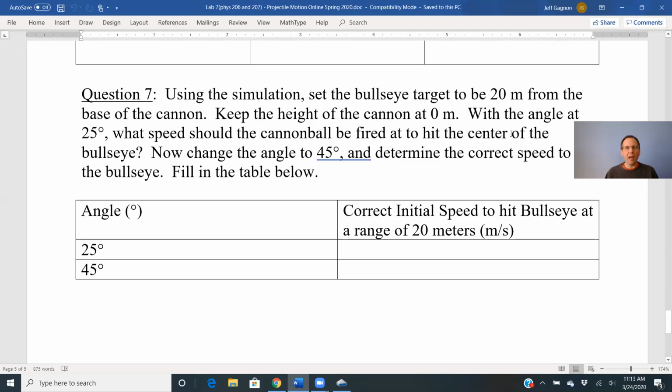And with the angle at 25 degrees, you want to experiment with this and figure out what the speed should be so that the cannonball hits exactly at the center of the bullseye. And then do the same thing for 45 degrees. So at 25 degrees, what is the correct initial speed to hit the bullseye, right, at a range of 20 meters? And at 45 degrees, what is the correct initial speed to hit the bullseye when it's at 20 meters, right? So let me go back to that simulation.